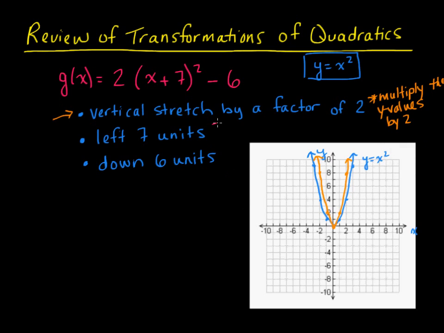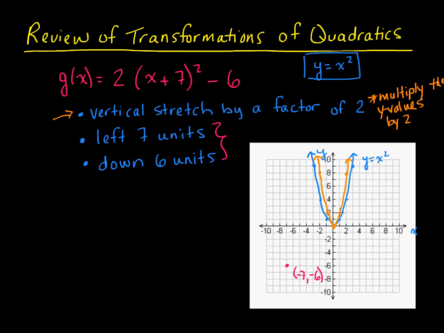Now, these two shifts we can do at the same time. So each key point we're going to take to the left 7 units and down 6. So this point at the origin is going to go to the left 7 and down 6, and the vertex is now going to be here at the point (-7, -6).